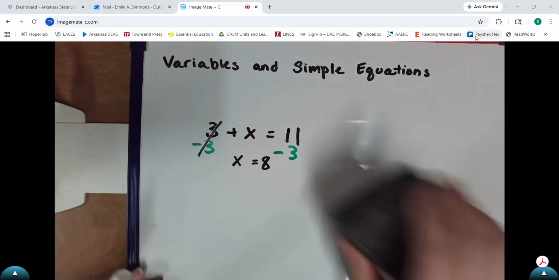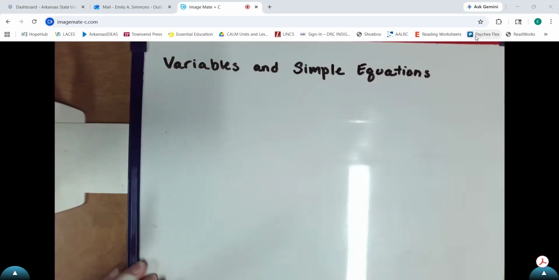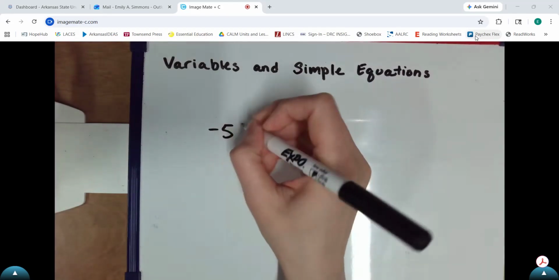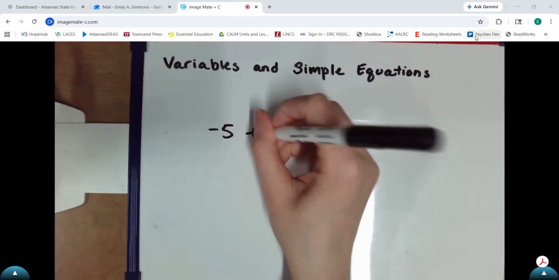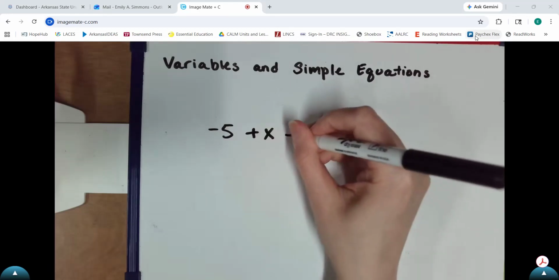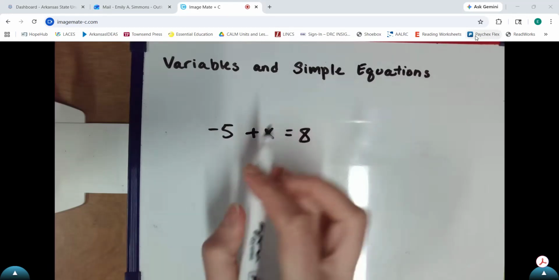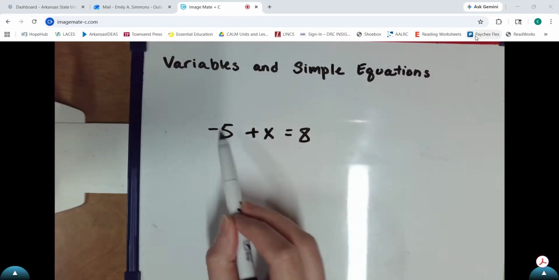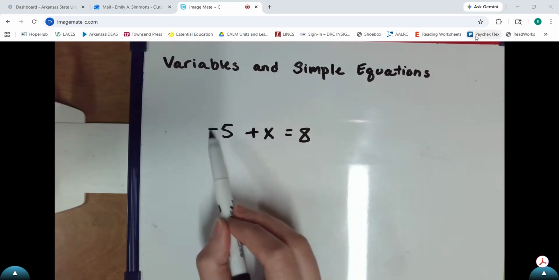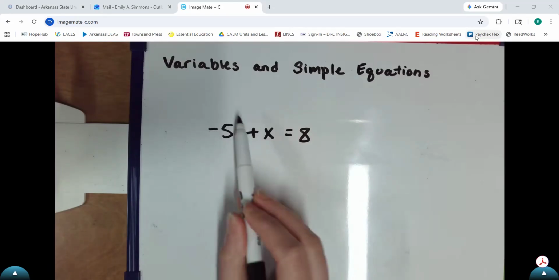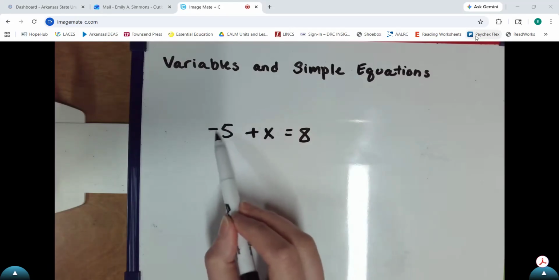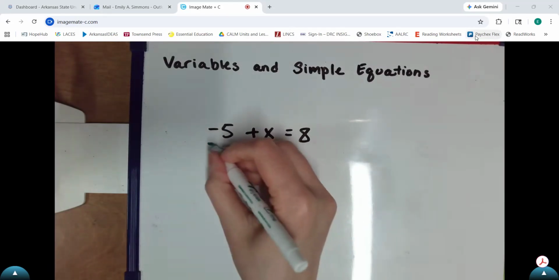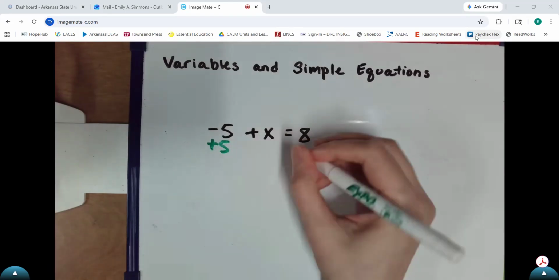So let's do another one. I could have negative 5 plus x equals 8. So here I've still got a plus sign in between my number and my variable. So I know this is going to be adding or subtracting. This is a negative 5, so I'm going to add 5 to both sides because the inverse of negative 5 is plus 5.